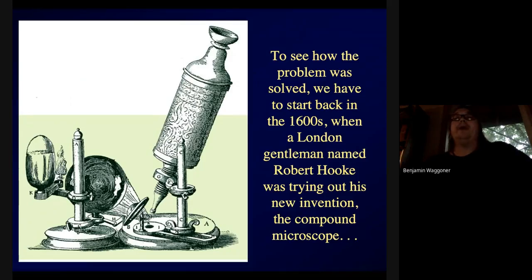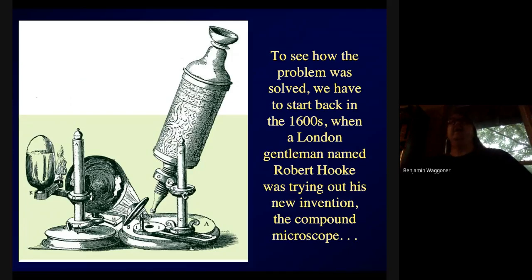And he was trying out a new invention of his called a compound microscope. Now, magnifying glasses were already known, but Hooke had the idea that if you put a couple of magnifying lenses in line with each other, you could magnify things much more highly than you could with a single lens. So he essentially invented the compound microscope, although it looked a little bit different from the one that we use now.